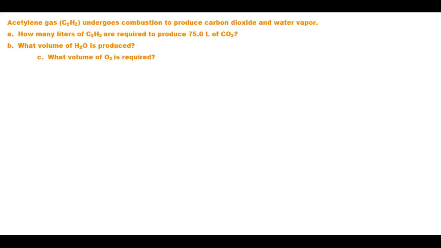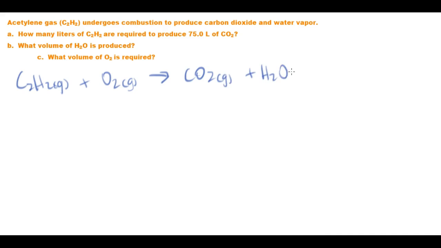We have acetylene gas, which is C2H2 gas. Beautiful. And we combust that. So if we combust, any combustion reaction, we'll need oxygen. When we combust that, you'll produce carbon dioxide gas and you'll produce water vapor. And the water vapor is going to be gas. First thing we need to do is actually balance this equation.